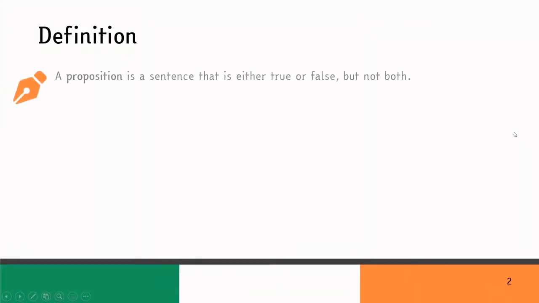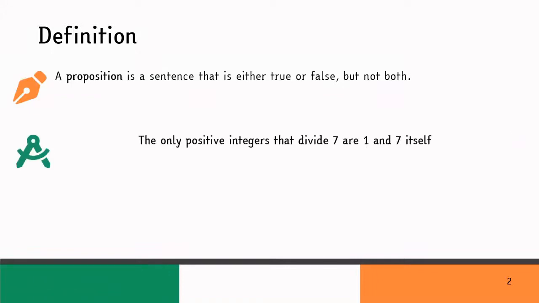A proposition is a sentence that is either true or false, but not both. For example, the only positive integers that divide 7 are 1 and 7 itself. This sentence is a proposition and it is a true statement. Let's consider some more examples.